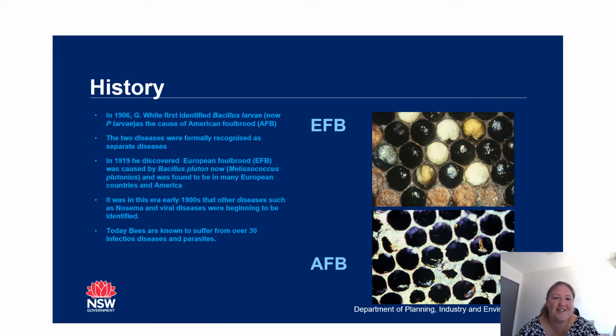It was in 1906 that G. White first identified Bacillus larvae, which has now been renamed as Paenibacillus larvae, as the cause of American foulbrood. And it was at this stage that AFB and EFB were formally recognised as separate diseases. But it wasn't until 1919 that he discovered that EFB was caused by Bacillus pluton, which is now called Melissococcus plutonius, and it was found in many European countries and in America. It was in this era, in the early 1900s, that other diseases, such as Nosema and viral diseases of honeybees, were beginning to be identified. And today, bees are known to suffer from over 30 infectious diseases and parasites.